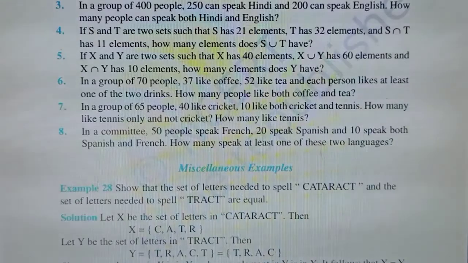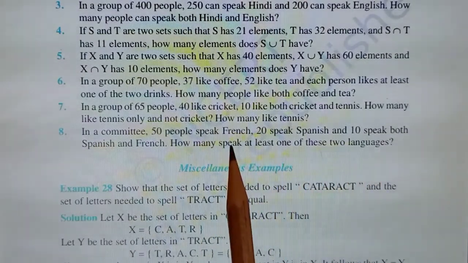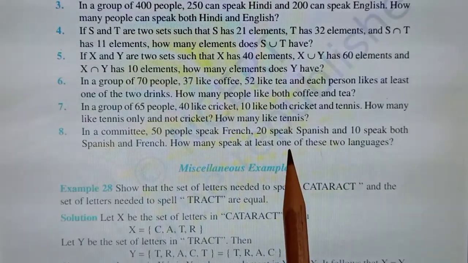Now the last one: in a committee, 50 people speak French, 20 speak Spanish, and 10 speak both. How many speak at least one of the 2 languages? So that's the simplest one you can be asked. As we have already discussed, at least one of the 2 means, whenever this word comes, at least one, that is the union.